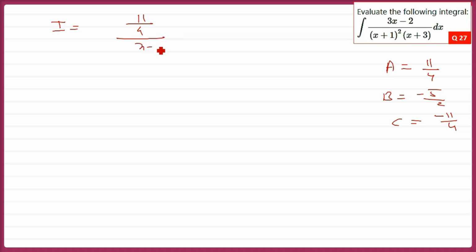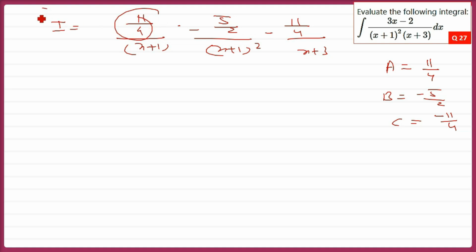So 11 by 4 divided by x plus 1. Oh no, x plus 1. The next will be x plus 1 whole square, and then minus, because negative 5 by 2 has come in place of B, negative 5 by 2 divided by x plus 1 whole square. And then we have C, which is negative 11 by 4 divided by x plus 3.